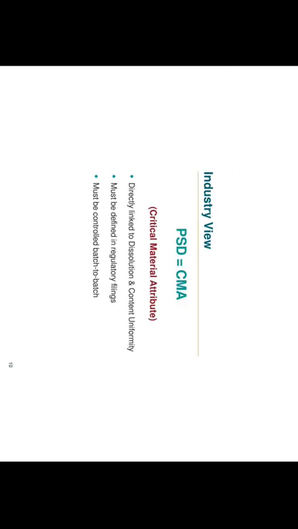In industry, PSD is a critical material attribute. It appears in regulatory submissions, supplier agreements, control strategies. Companies don't hope PSD behaves. They control it because regulators don't forgive particle chaos. Now let's move from theory to reality.